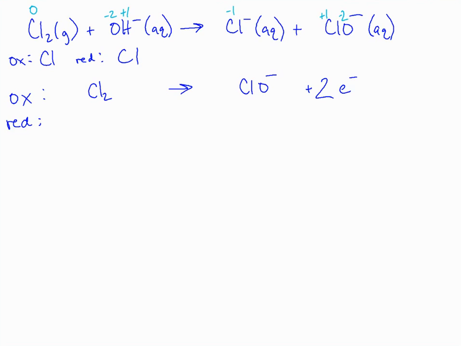For reduction, again, we're starting with Cl2. And this time, gaining electrons means becoming more negative. Cl minus. So we are gaining electrons, which means that they're going to be on the left side of the equation. So here's an electron. We need 1 for chlorine number 1, 1 for chlorine number 2. Okay.